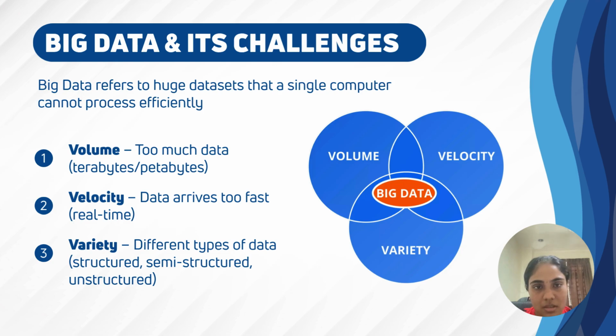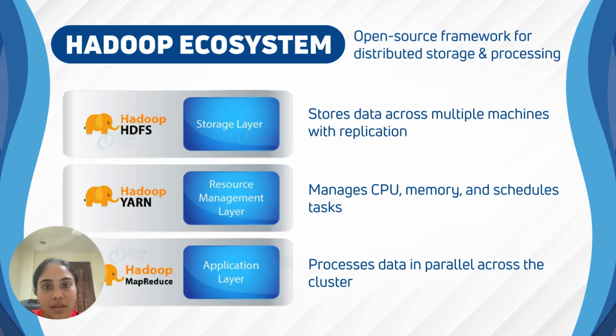This includes structured data like spreadsheets, semi-structured data like JSON files, and unstructured data like text files, images, and even videos. To solve these big data challenges, we use Hadoop. Hadoop is an open source framework for distributed storage and processing. It has three core components.